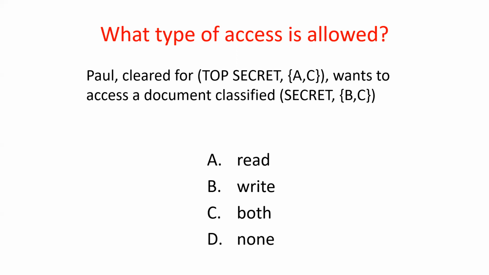Yes, Paul has top secret, which is greater than secret. So we got that. But BC is not a subset of AC. There's a B in there. So Paul cannot read that because there's B-type information in there, and Paul's not allowed to read B-type information. Likewise, you can't write it because it doesn't dominate the other way, because it's at a lower level. So there's no access. You can't get there from here. Paul is prohibited from reading and writing the object because of wrong level and wrong categories.